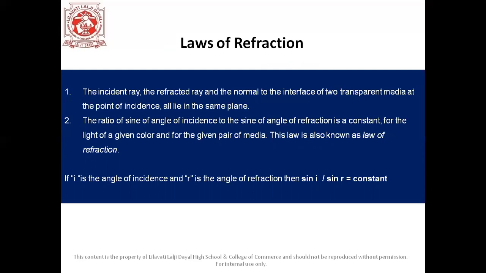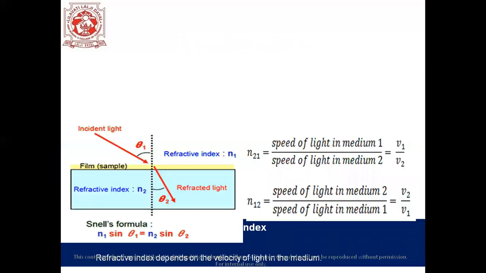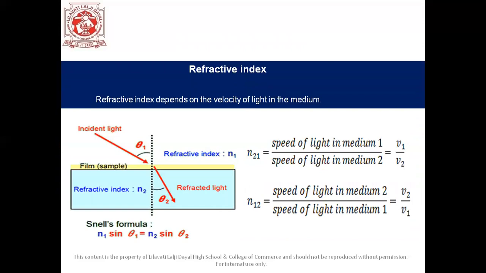If i is the angle of incidence and r is the angle of refraction, then sin i upon sin r gives you the constant. That is also termed as Snell's law. The constant is always denoted as n. Let's move on to the next topic, and that is the refractive index.